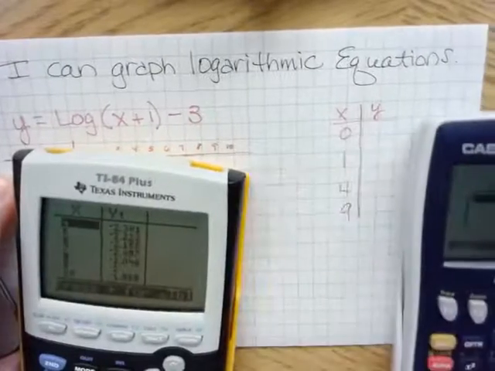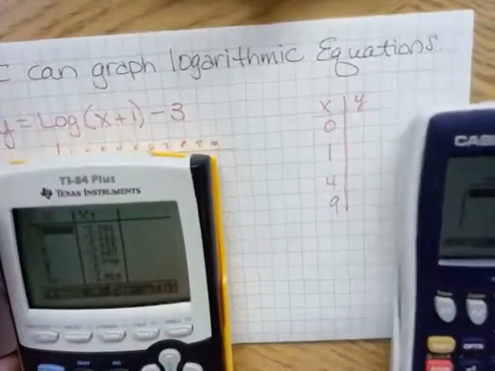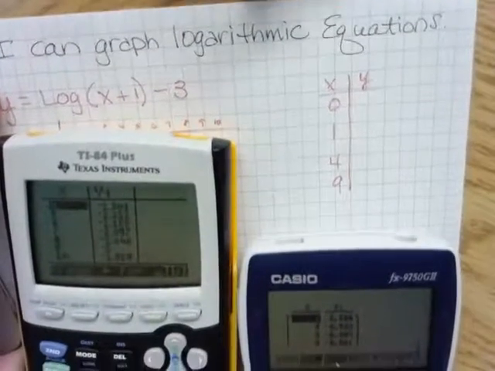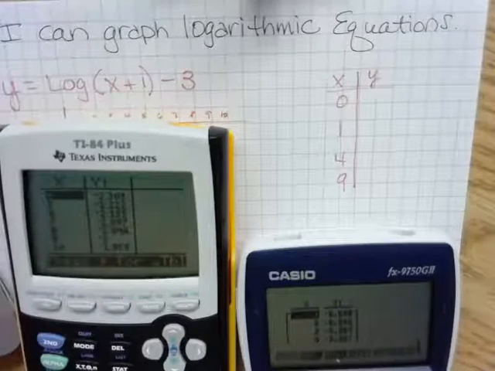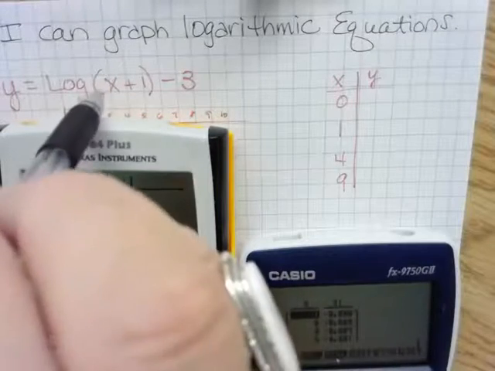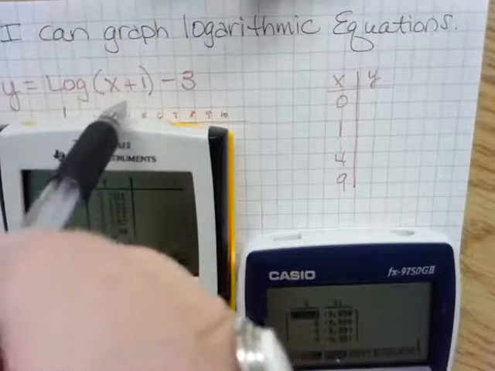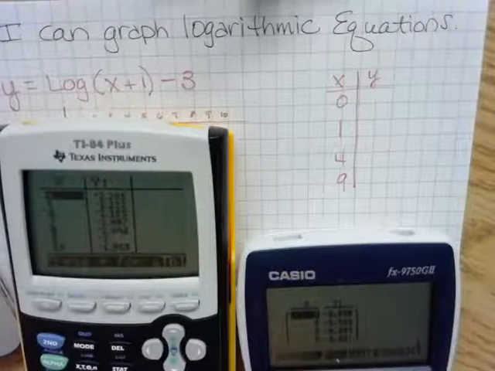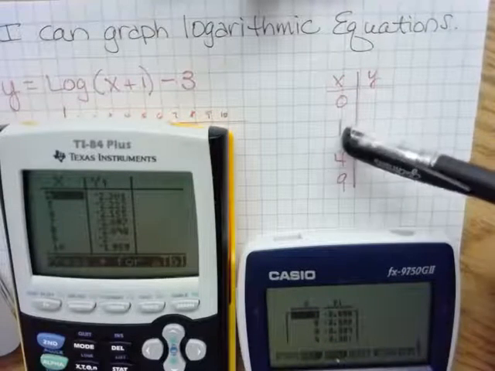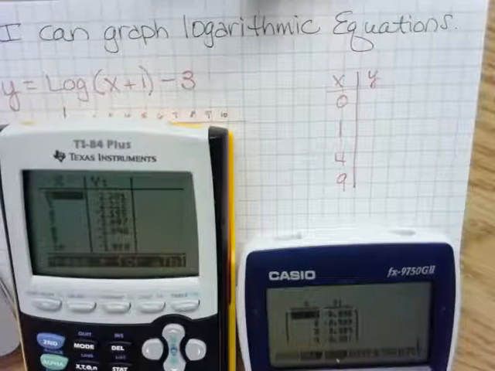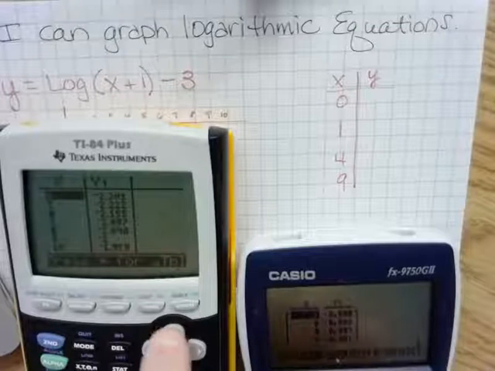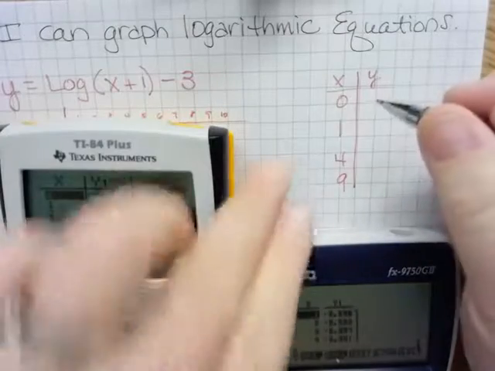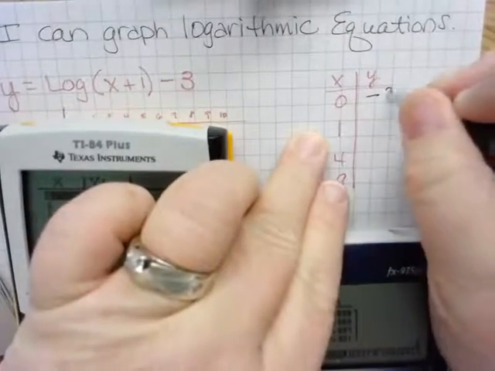So the x values I want to use are 0, 1, 4, and 9. And the reason I chose those values, you cannot have this right here, x plus 1, be anything less than a positive number. It can't even be 0. So I specifically chose 0, 1, 4, and 9 as my x's. In the TI, I'm just going to arrow to the x that I want. So when x is 0, y is negative 3.